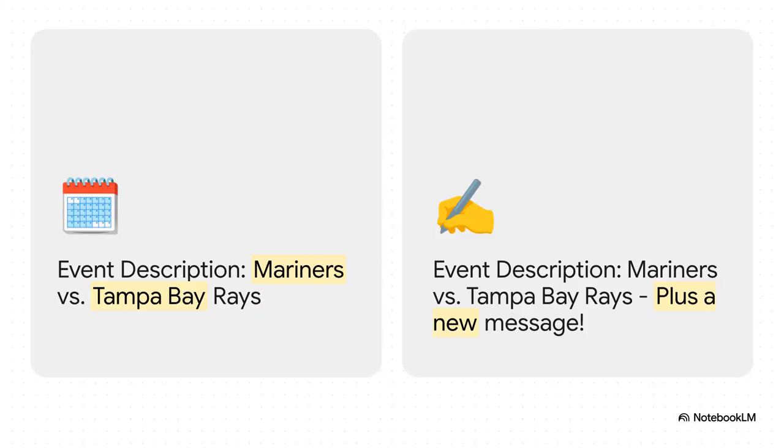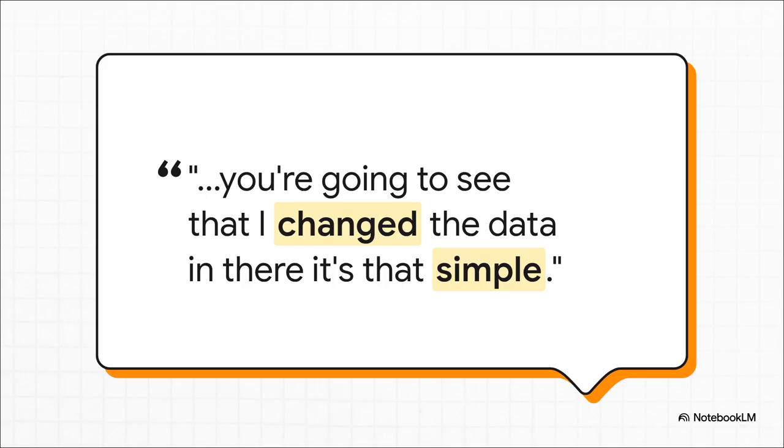To see this in action, let's look at a live example. So in the calendar, we've got an event for a baseball game, Mariners versus the Tampa Bay Rays. Right now, that's the info the system has. But watch what happens when we change it. Okay, check this out. All you do is go back to that original event in your own calendar, add a new message to the description, and click Save. As the creator himself puts it, it's just that simple. You change the data in one place, and that's it.